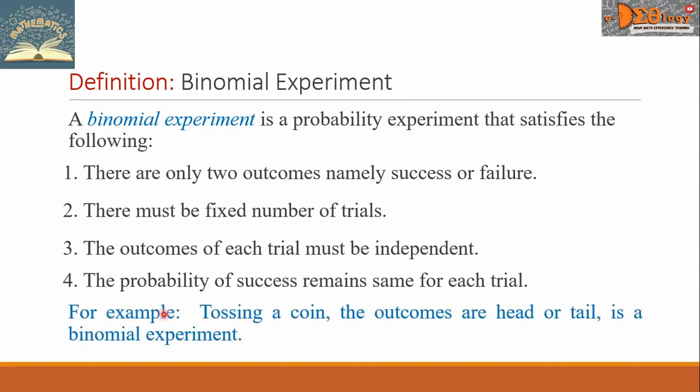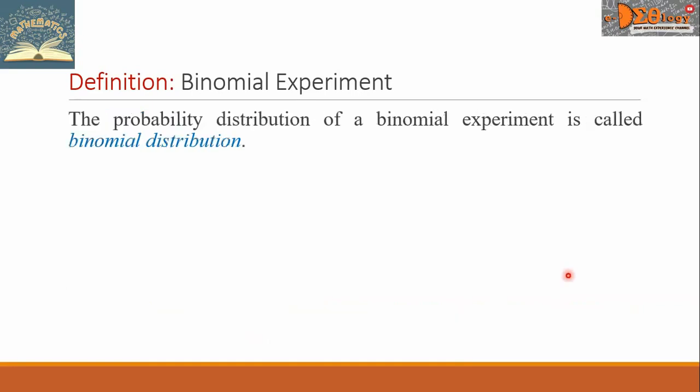For example, tossing a coin, the outcomes are head or tail, is a binomial experiment. It means this experiment satisfies these four conditions. The probability distribution of a binomial experiment is called binomial distribution.